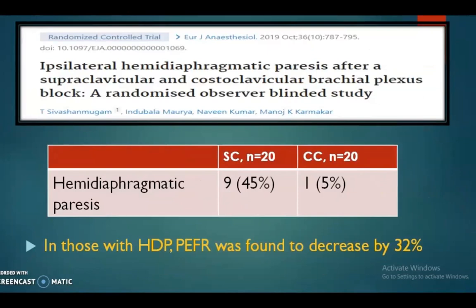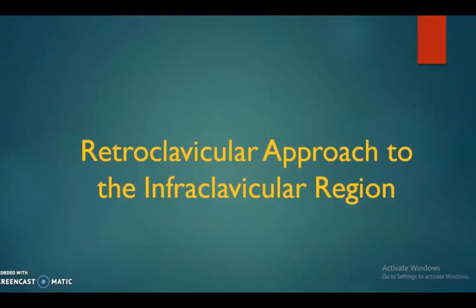So, in those patients with a hemidiaphragmatic paresis, it was found that the baseline peak expiratory flow rate dropped by about 32%. This 32% drop is quite a significant amount for those patients with poor pulmonary reserve. So, for those patients with poor pulmonary reserve, the costoclavicular approach will be a very good alternative to the supraclavicular approach, where there might be more incidence of phrenic nerve palsy causing hemidiaphragmatic paresis. The other complication that is also seen more in the supraclavicular group compared to the costoclavicular group is a higher incidence of Horner syndrome.